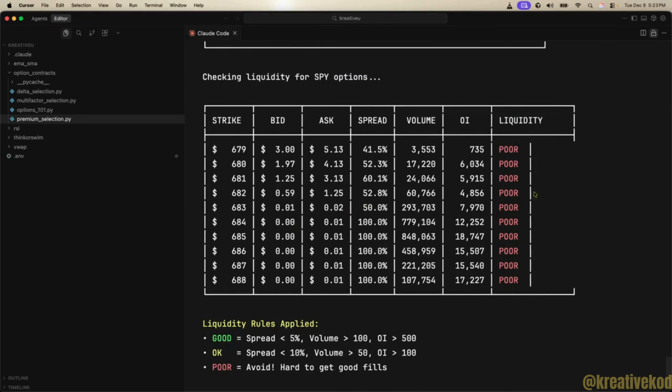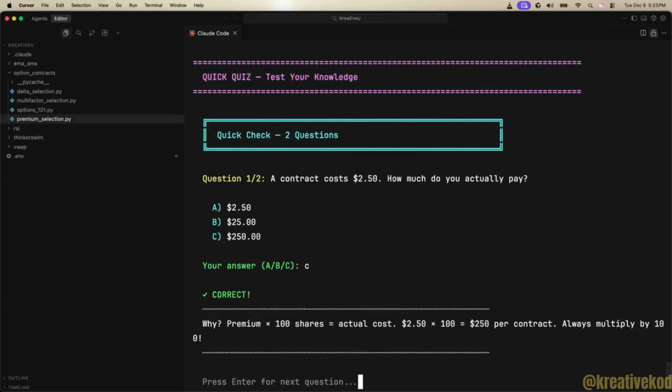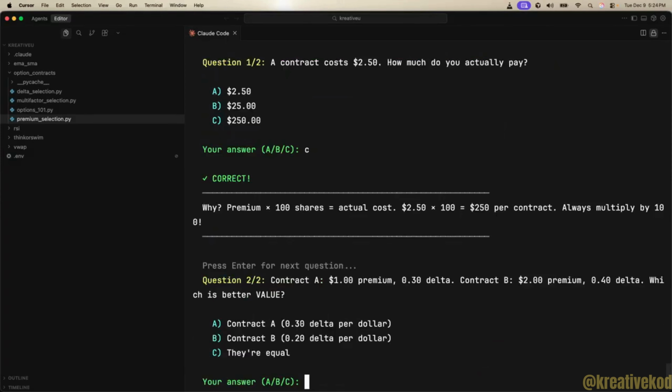So here's an example of the liquidity checks, live currently for SPY. All right, a contract costs $2.50, right? How much do you actually pay? Do you pay $2.50? I wish. Do you pay $25 or do you pay $250, right? So it's going to be 2.50 times 100, or $250. Beautiful. Why? Premium times 100 equals the actual cost. So 2.50 times 100 equals $250 per contract.